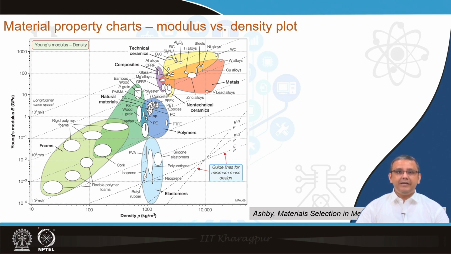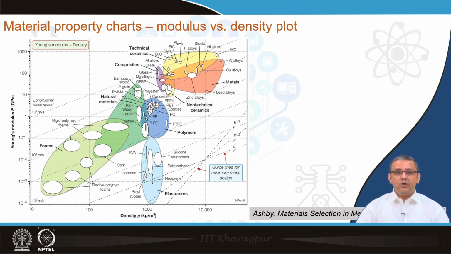The density actually depends upon two main factors. One is the atomic packing density and the other is the atomic weight of the elements concerned. As a result, metals have the highest density, because metals have a high packing factor and also high atomic weight. As far as the Young's modulus is concerned, as we discussed in the last class, the most important factor is the bond strength.